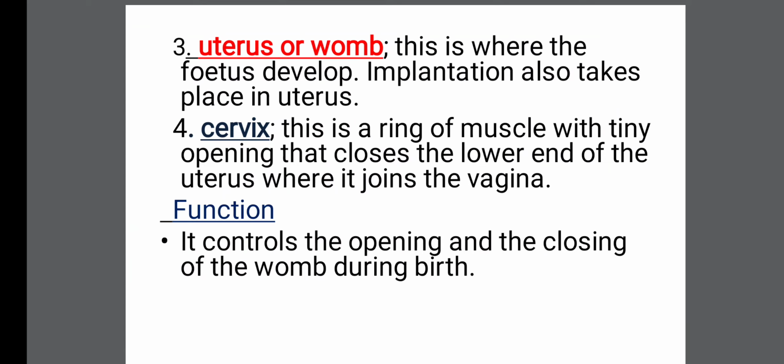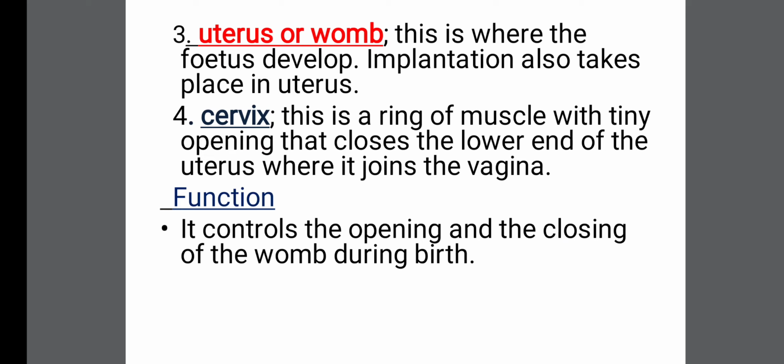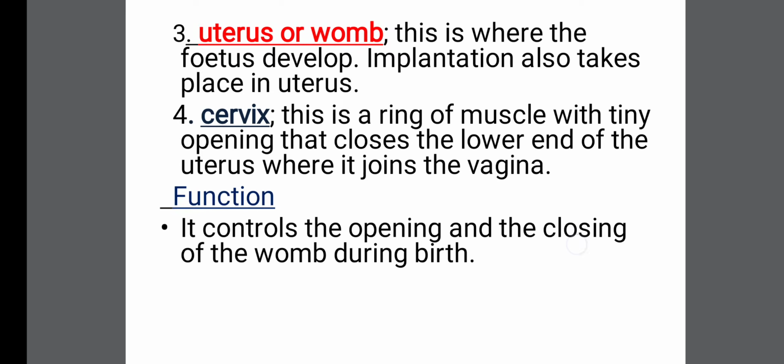The uterus or the womb is where what you know as the baby, the fetus, the zygote, the embryo, whatever you might call it, depending on the stage of pregnancy, is developed to complete the required gestation period before it can be given birth to. Implantation takes place in the uterus.